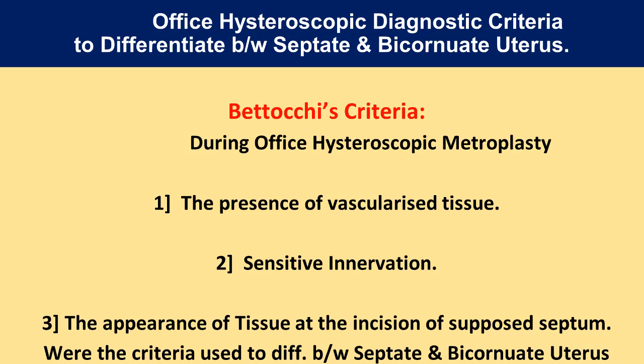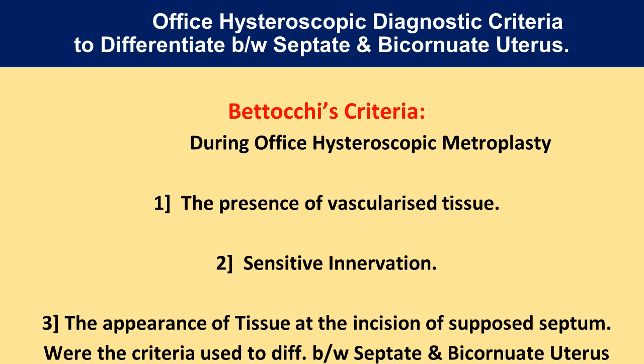So Bettocchi's criteria, Professor Bettocchi devised his own criteria. He did office hysteroscopy, that is without analgesia and anesthesia, and the intervening wall is cut with the scissor. If there is vascular tissue, that is with the first cut, if there is bleeding, then it's not a septum, it's a muscle which you are cutting, and it's definitely a bicornuate.